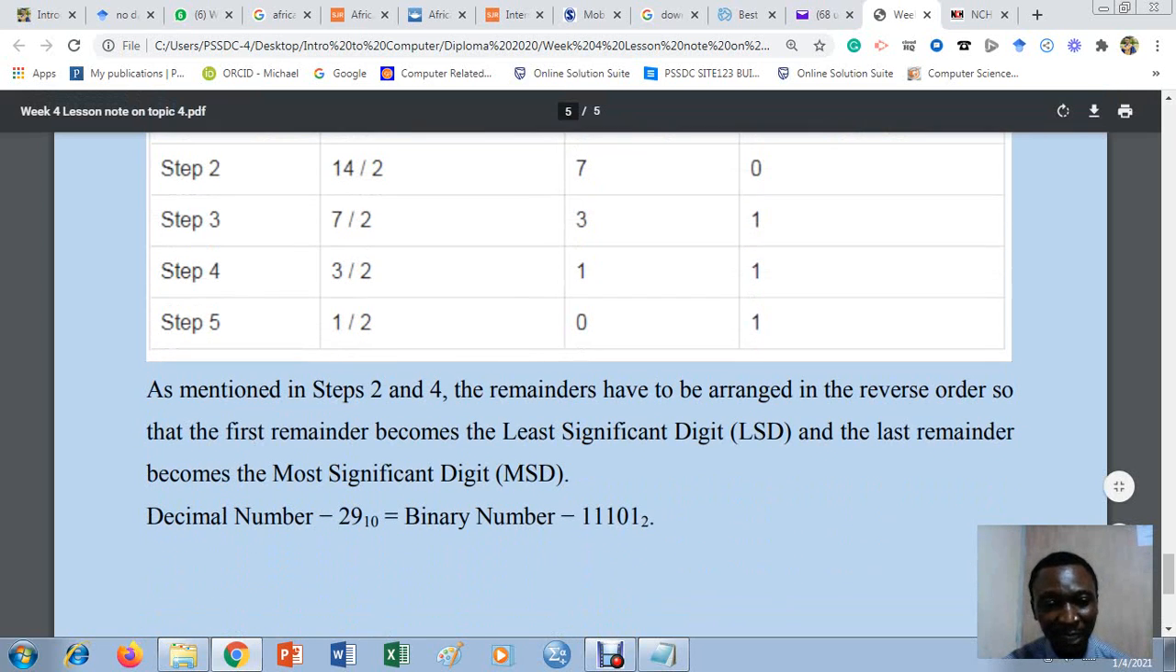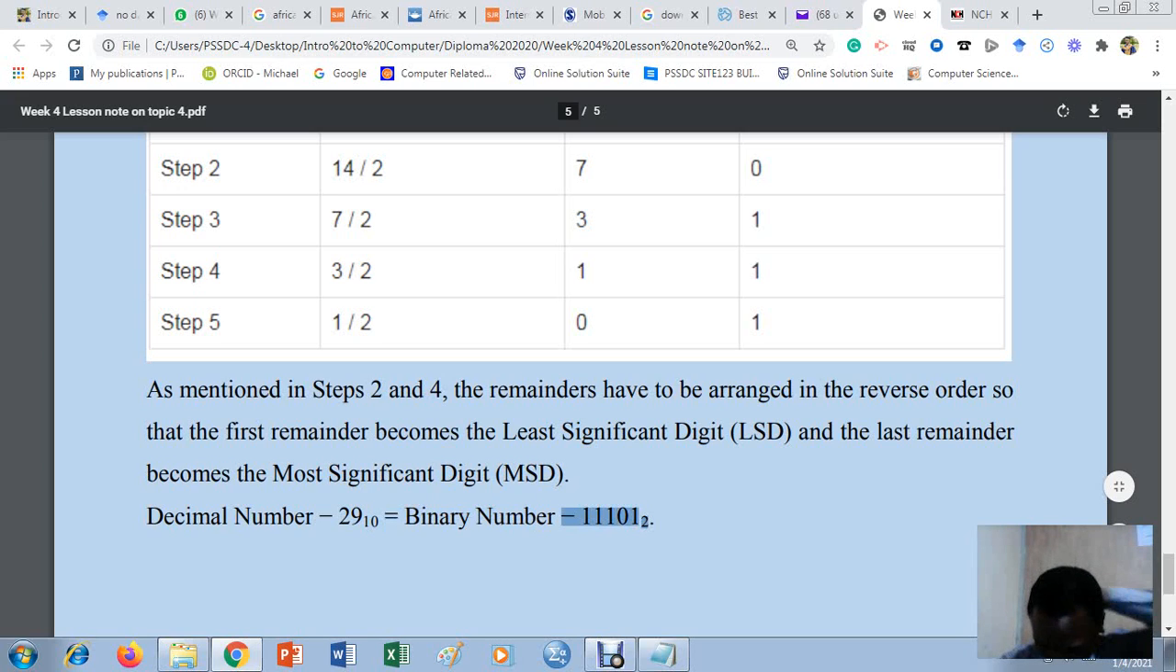As mentioned in step 2 and 4, the remainders have to be arranged in reverse order so that the first remainder becomes the least significant digit number. You can see LSD and MSD. And the last remainder becomes the most significant digit number. This is MSD. If you convert 29 base 10 to binary number, it will give you this number base 2.